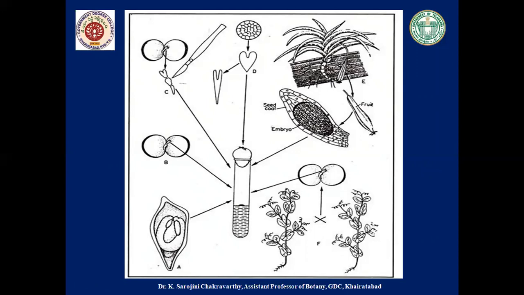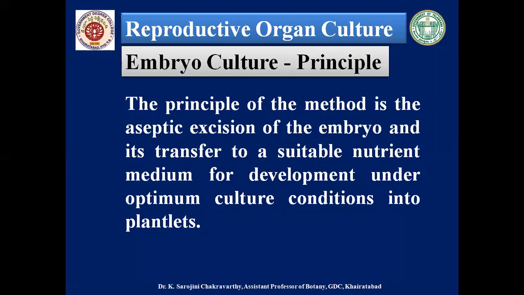Now we'll see the principles of embryo culture. Embryo culture does not have only one principle; it has many principles. I'll explain why. The principle of this method is the aseptic excision or removal of the embryo and transfer to a suitable nutrient medium for development under optimum culture conditions into plantlets. So this is the basic embryo culture principle.